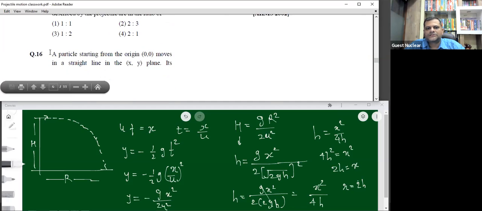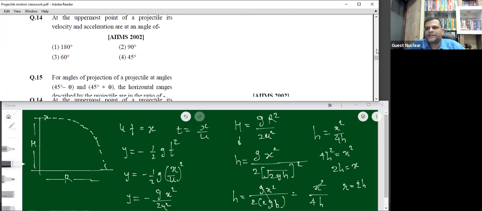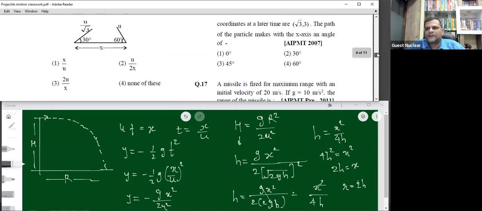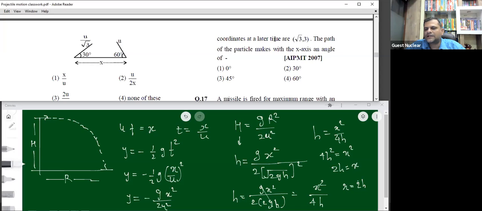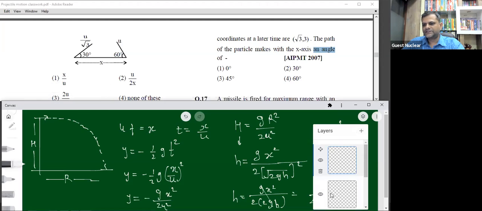Okay, just read this 16th question. A particle starting from the origin (0, 0) moves in a straight line in the xy plane. Okay, 0 0 मतलब origin से start करने वाला particle straight line में move करता है xy plane में, और देखो क्या दिया हुआ है, the coordinates at later time are root 3 comma 3, that the path of particle makes with the x-axis an angle of, okay, it's very easy now.